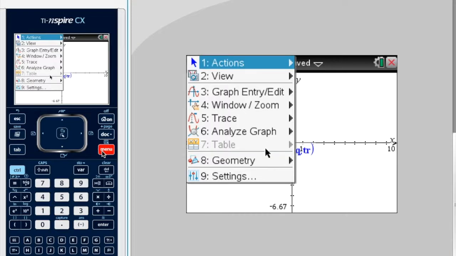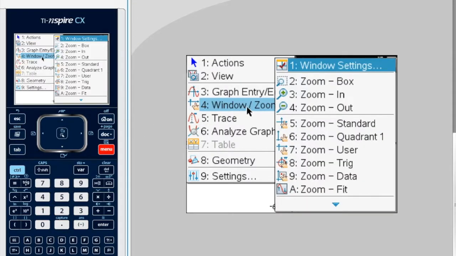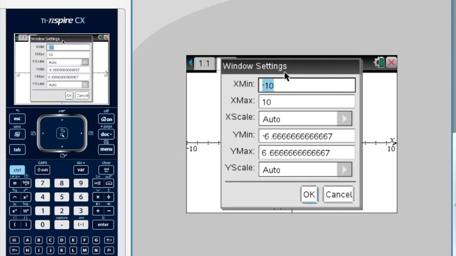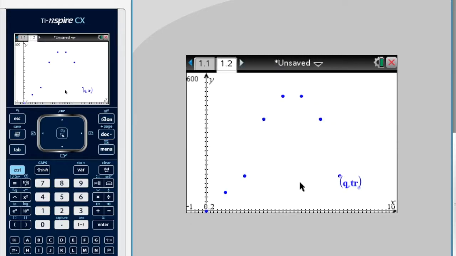So let's adjust our window. Window settings. Now we're never going to have an x value that's negative, so let's start at, say, -1. And the maximum, well, we only go up to 8, so let's just leave it at 10. The y minimum, again, we're never going to have a negative, so let's call it -10 or something. The y max, we actually go up to about 600, so we'll try 600. That's okay. Now I can see all the points.